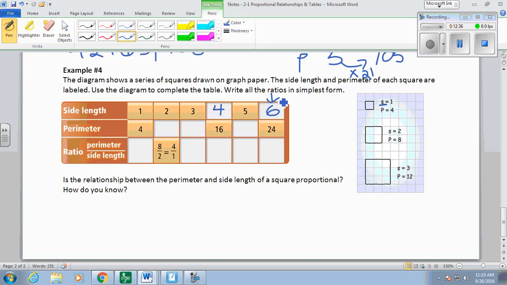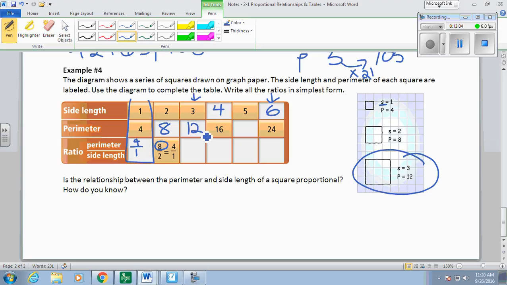So if I was to look at the chart going this way, if the side length is 1 and the perimeter is 4, then notice that the ratio, perimeter to side length, I'm going to put the 4 first and then the 1, and that reduces down to 4 to 1. The second one, they're showing us the perimeter right here is 8, so I know that that will be 8 as well. From my diagram over here, when the side length is 3, then the perimeter is 12.